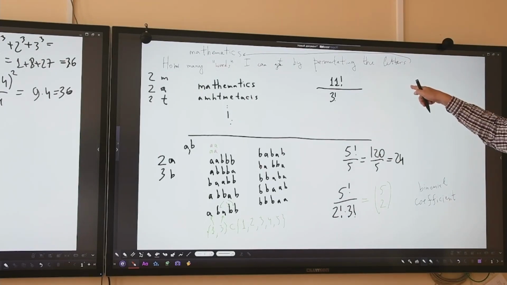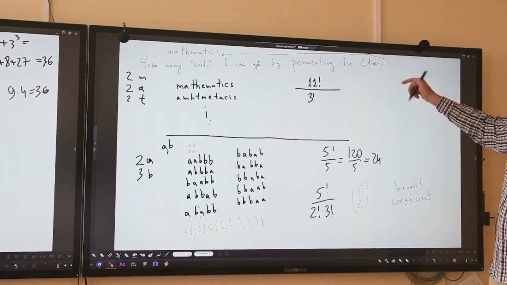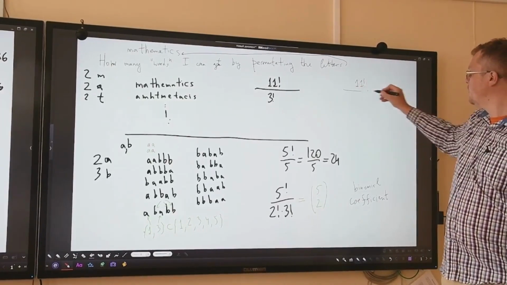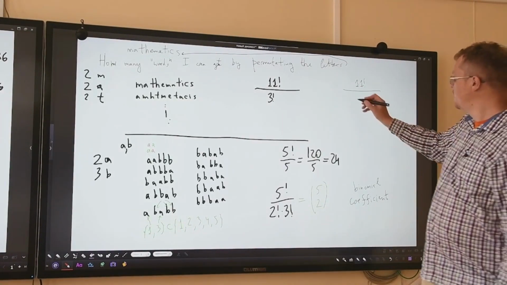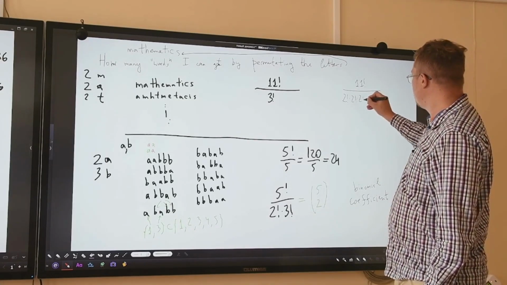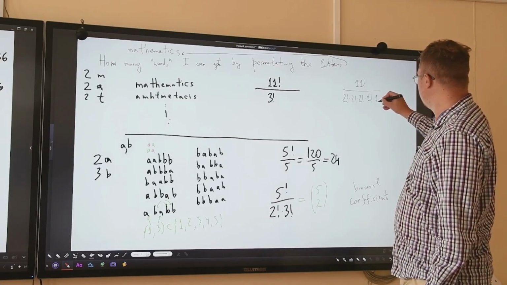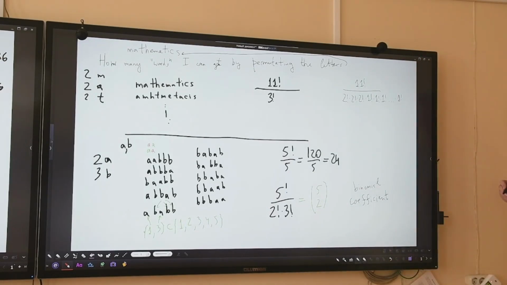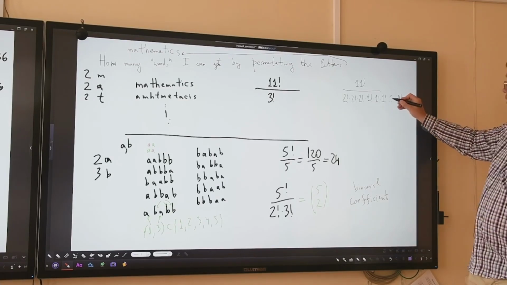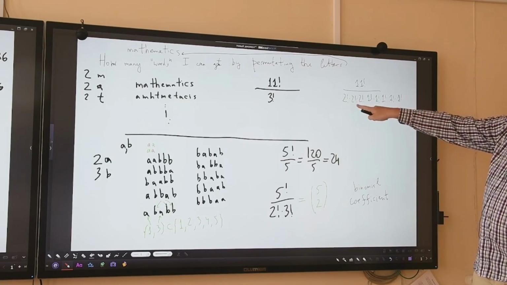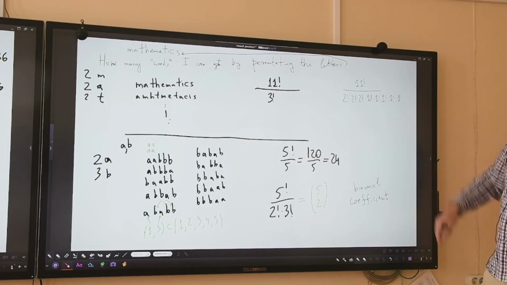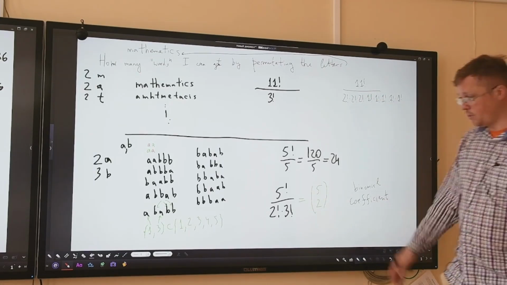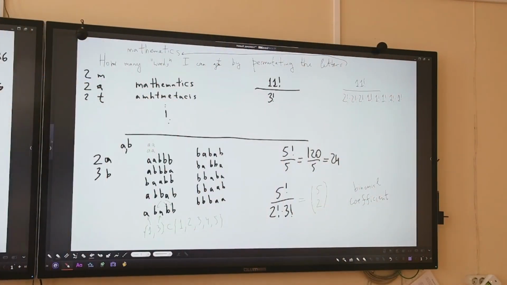Do you understand now? So it will be 11 factorial divided by, yeah, just write just the number of how many times each letter occurs in this word. So I have 11 factorial over 2 factorial, 2 factorial, 2 factorial, and then 5 times 1 factorial. And this is the concept of the so-called multinomial coefficient.